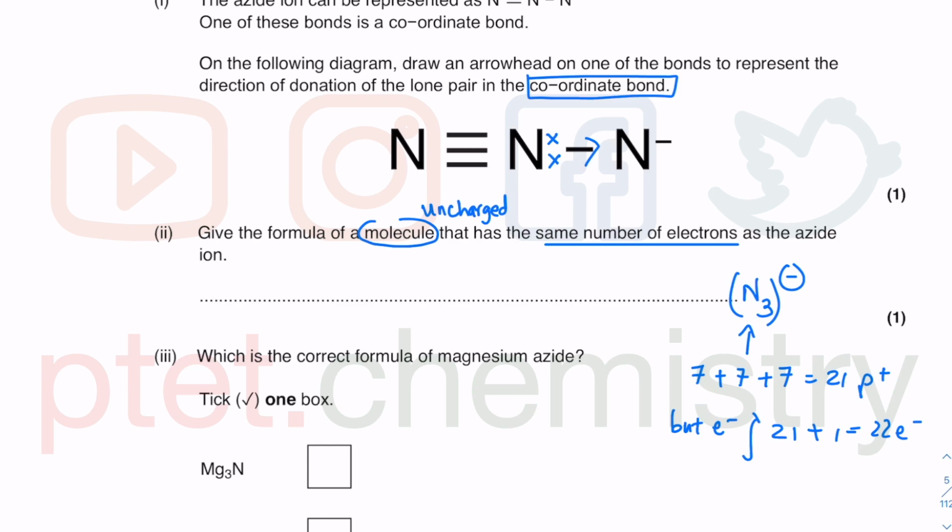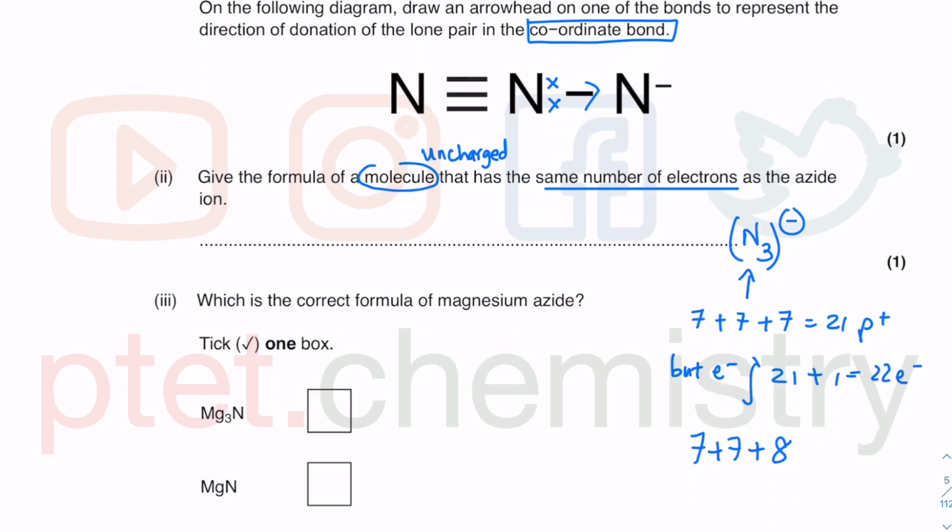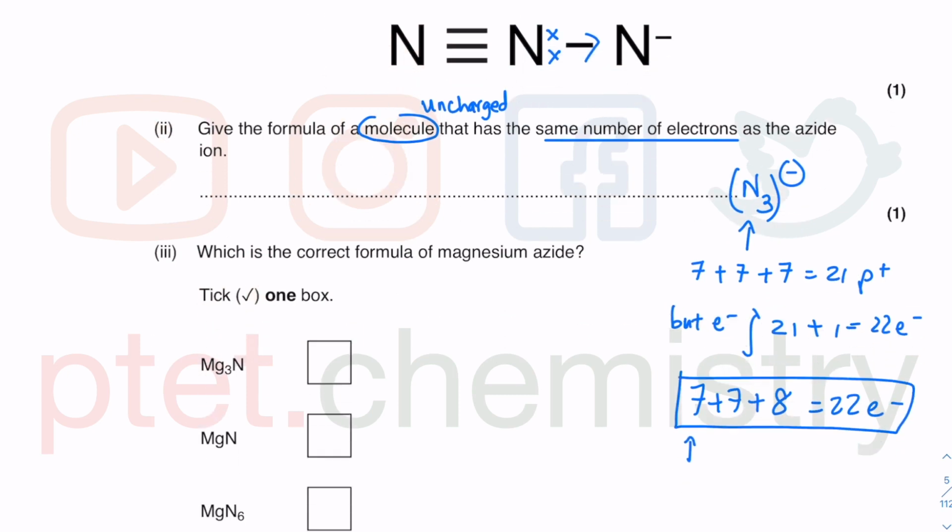HF, HCl, that doesn't quite work. H2O. Okay, this is a bit tricky. What am I looking at? What am I missing out? Let me think. How about 7, 7, and 8? 7 plus 7 plus 8. This gives you 22 electrons. So 7 protons, 7 electrons, that is nitrogen. There's nitrogen. There is oxygen. That is our N2O, so that is acceptable there, I guess.